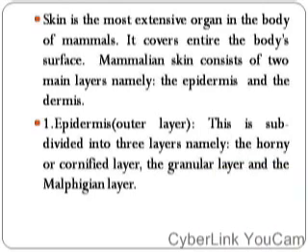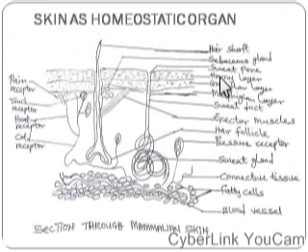The horny layer is also referred to as the cornified layer. This layer is the granular layer. This one is the Malpighian layer, that is the third layer. This horny layer is the outermost layer of the epidermis, while this Malpighian layer is the innermost layer of the epidermis. The horny layer consists of dead cells.